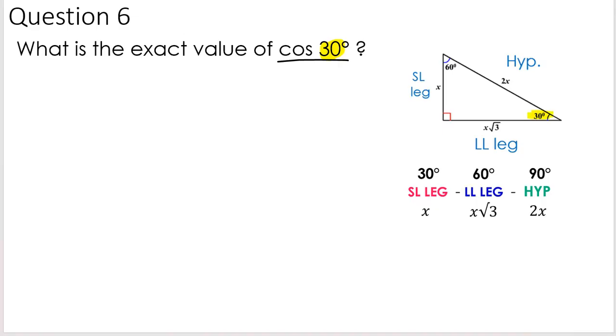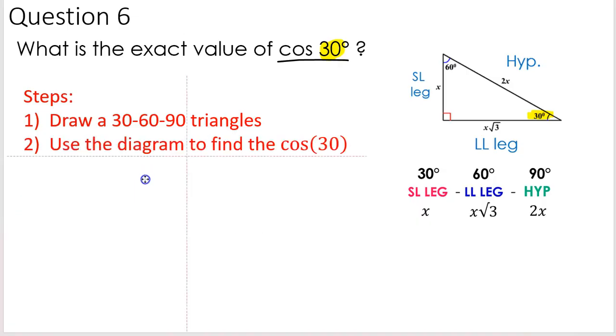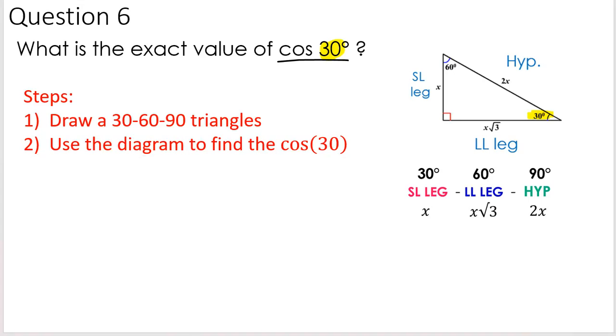What is cosine? I think I have some notes. Yes, the steps. First one. First, draw a 30, 60, 90 triangle. Okay. We have this, we can use this one right here. But on your test, you're not going to have one, so you need to draw yourself one. Know that 30 opens up to x, right? And 60 opens up to x square root of 3, and then 90 opens up to 2x, okay?